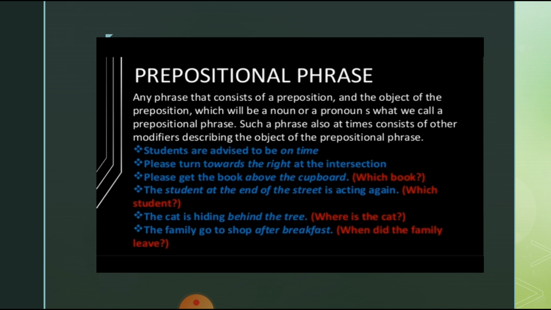prepositional phrase. The students at the end of the street are acting again. So which students? The cat is hiding behind the tree. Where is the cat? Hiding behind the tree. See, behind, at, above, towards, all these are prepositions, and they can be with a pronoun also and with a noun.